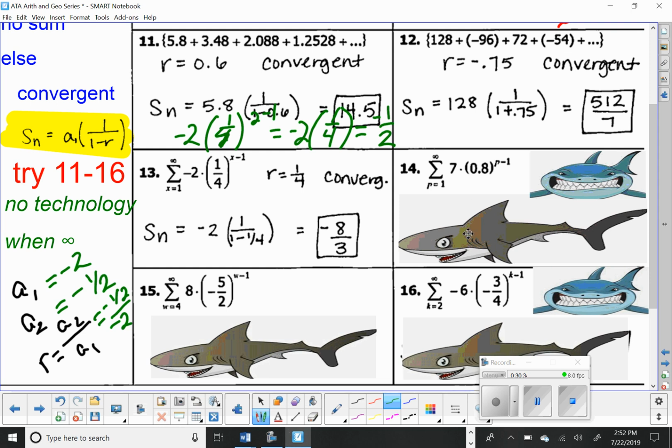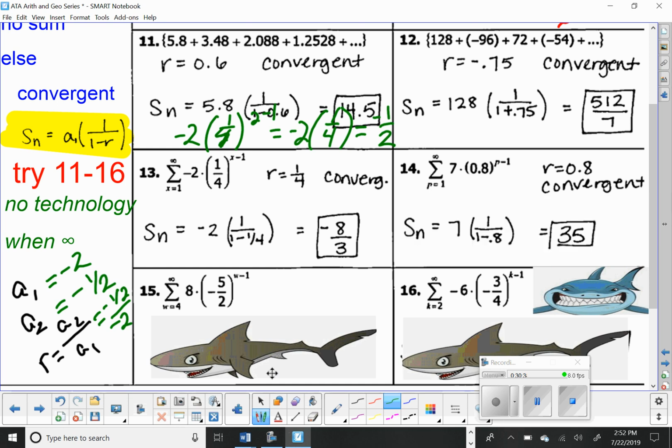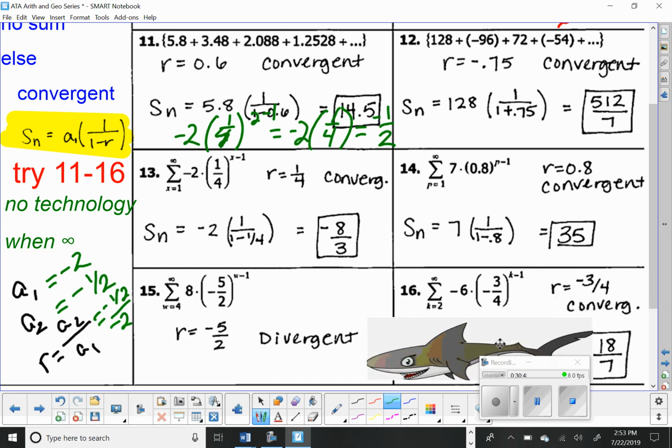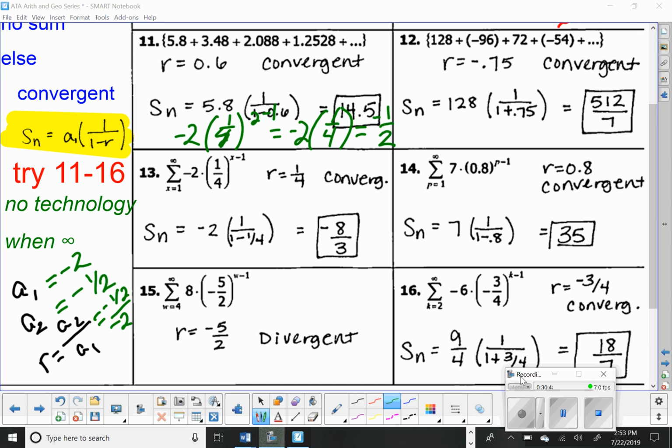You're back. Did you get convergent for 14 and 16? Ooh, 15's divergent. And have you noticed something when it's in summation notation? Yeah, sometimes it's written so that you can actually tell what r is just from the formula, right? Alrighty, not bad. So now you have completed the paper.